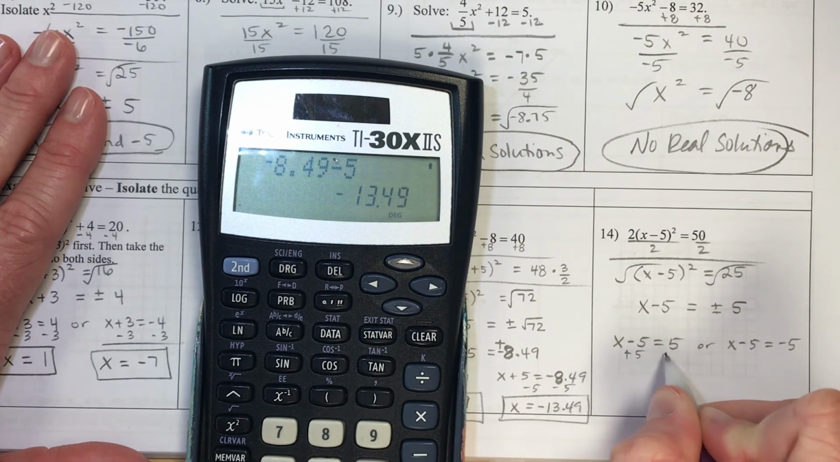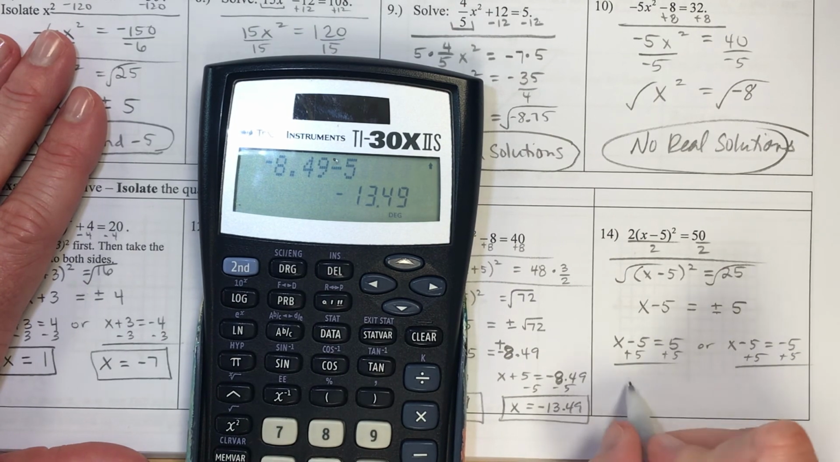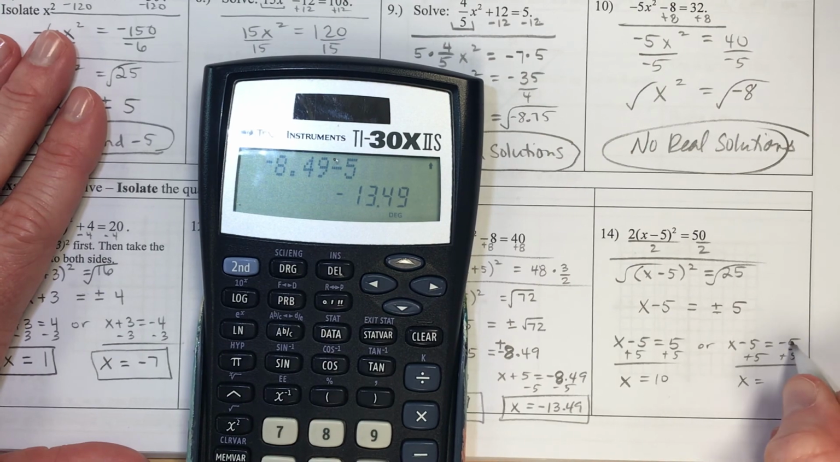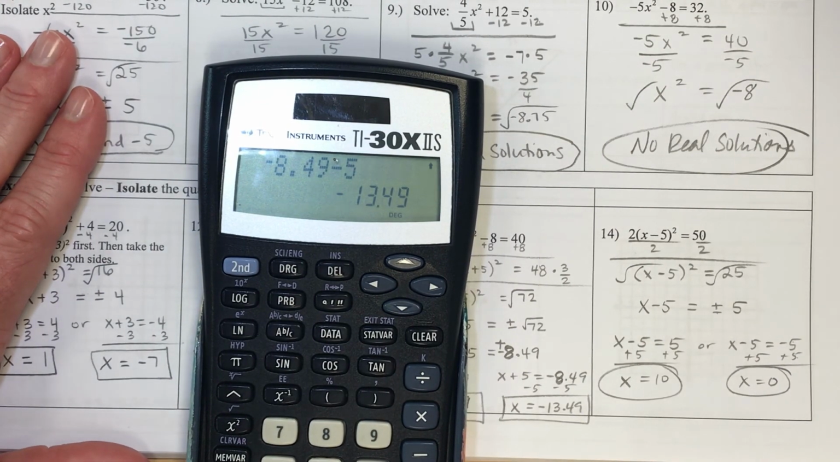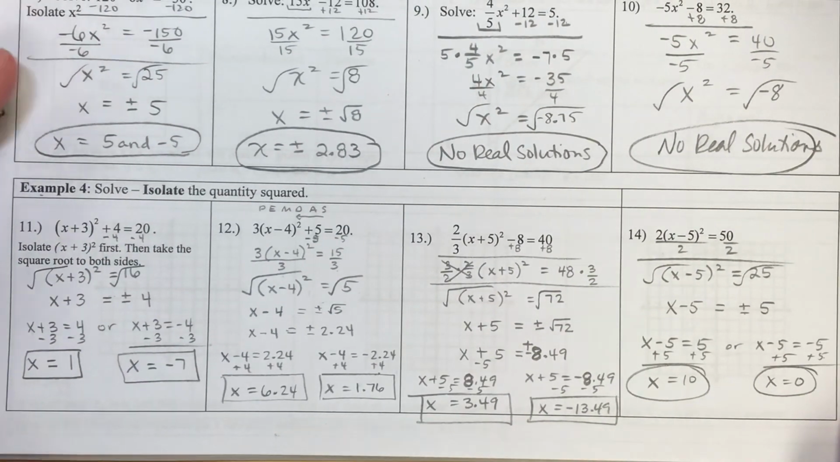And now I'm going to add 5 to both sides. 5 plus 5 is 10. Negative 5 plus 5 is 0. And so these are our two solutions for our last example, when you have a group squared.